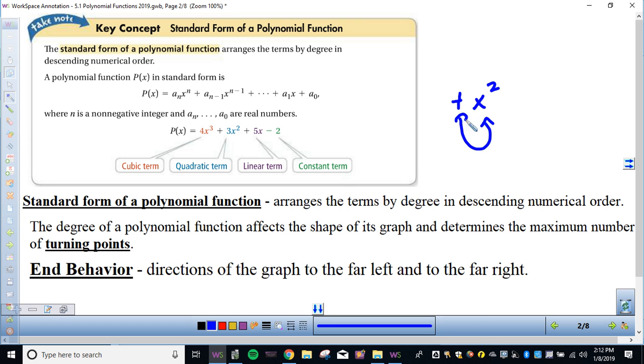So they're talking in this box at the top of the page, 4x to the cube, that's a cubic term because it's to the third power. I think of a cube having 3 dimensions. So cubic term, just third power, quadratic term, second power, linear term, first power, constant term doesn't have an x, just the number.